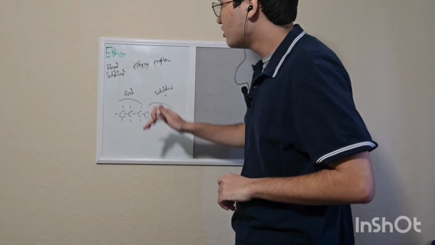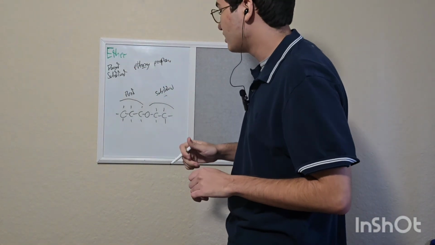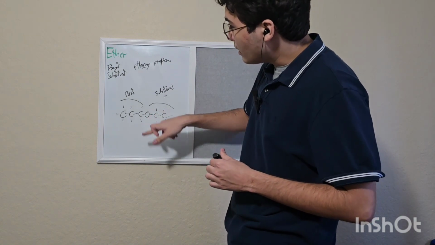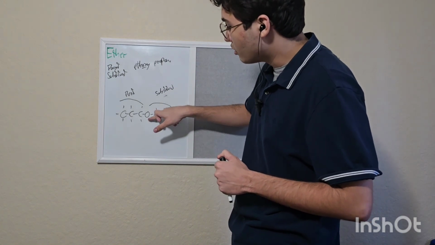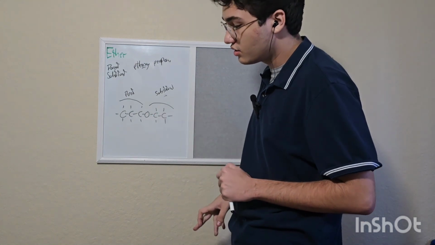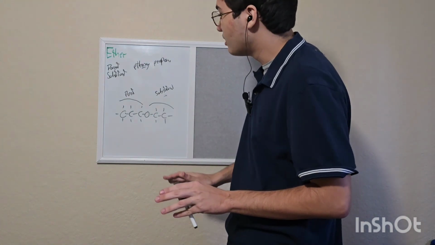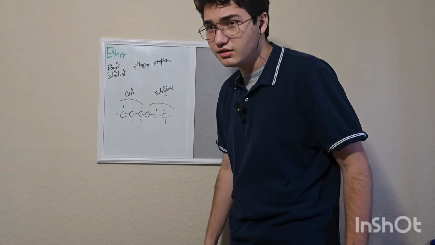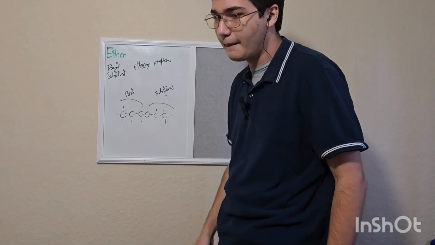So yeah, when it comes to names, you do not have to memorize it. Just know that an ether only has an O in between 2 carbons. Alright? That's the only thing you have to remember. You can remember this if you want. Why would you? But you can.